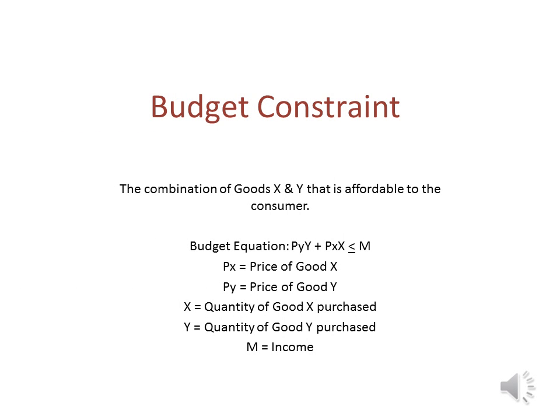Budget constraint. The combination of goods X and Y that is affordable to the consumer. This can be found using the following budget equation. PY*Y + PX*X is less than or equal to M, where PX equals price of good X, PY equals price of good Y, X equals quantity of good X purchased, Y equals quantity of good Y purchased, and M equals income.